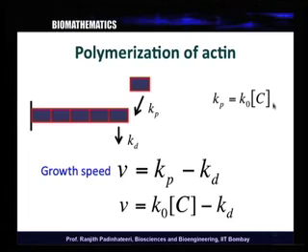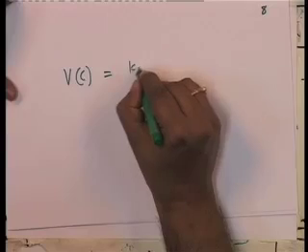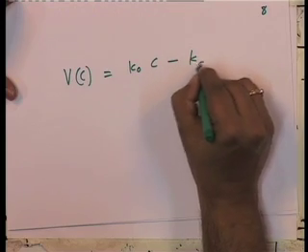And we saw that the polymerization rate is k0 times C. So, I can substitute this here. So, v is nothing but k0 times C minus Kd. So, we get an equation for the growth speed, or the growth velocity I should say. Here v represents the speed or velocity. So, the growth velocity is k0 times C minus Kd. So, we have a function: v, which is a function of C, is k0 times C minus Kd.